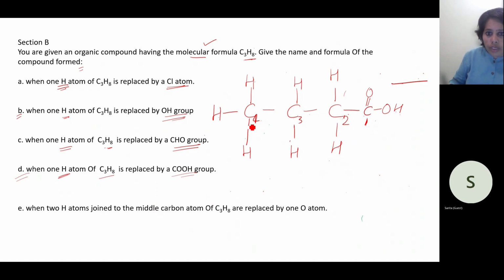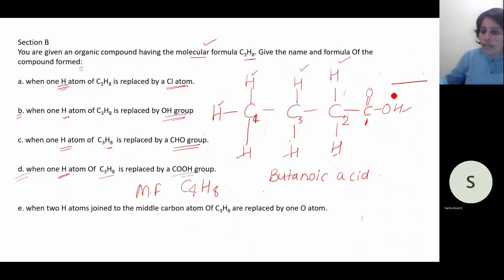So 1, 2, 3, 4. 4 carbon means the word root is but. So the name is butanoic acid. Then what is the molecular formula for this compound? Calculate how many carbons? C4. How many hydrogens? Count 1, 2, 3, 4, 5, 6, 7, 8. So hydrogen is 8. How many oxygen? 2. So the molecular formula for this compound is C4H8O2.